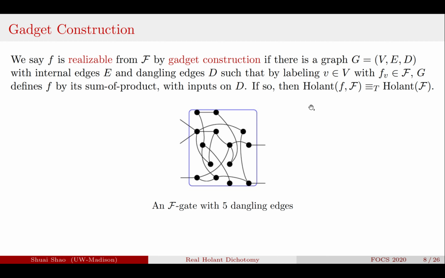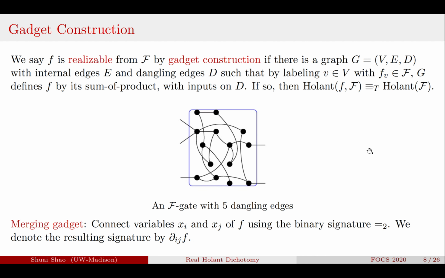If so, then the Holant problem specified by this small f together with the original signature set script F is equivalent to the Holant problem specified by the original signature set script F. A simple gadget is a merging gadget. We will use this gadget commonly in this talk, and we connect two variables of a signature using equality 2. Now suppose that a signature has arity n. By merging, we get a signature of arity n minus 2.